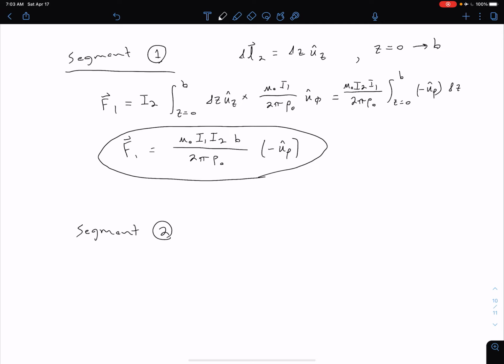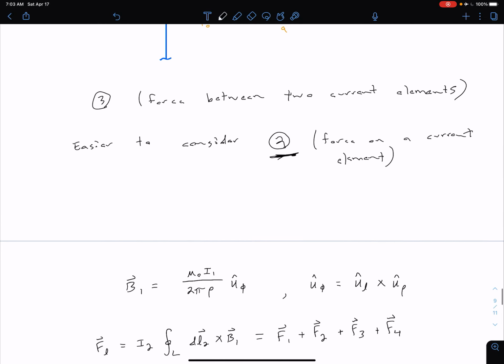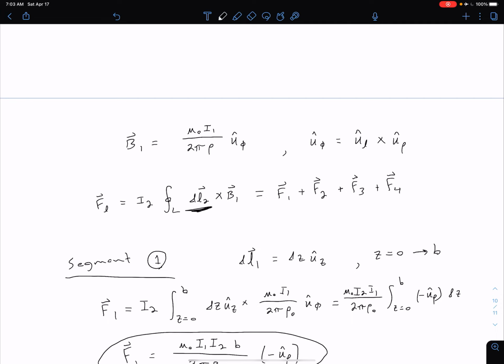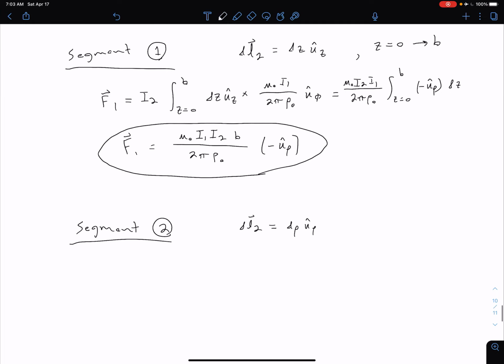So segment 2. We said our DL, so DL2. I should have called this one up here DL1. Not sure how that slipped past me. Sorry, all of these are DL2, because we're saying it's just general DL2 since we're on the circuit with L2. So let me change this back to DL2. Sorry about that. So our DL2 is d rho in the rho direction.